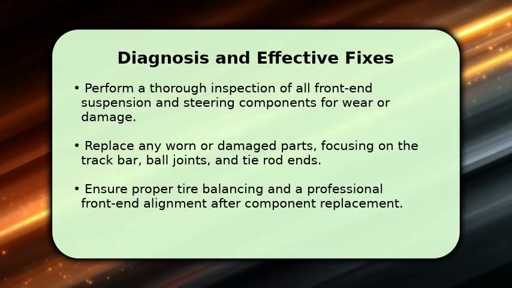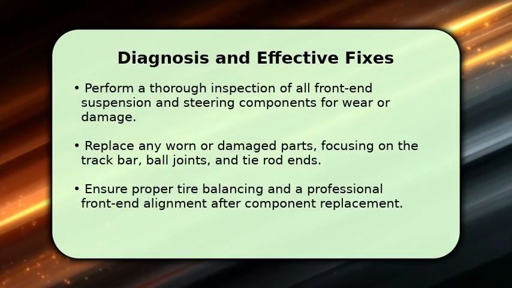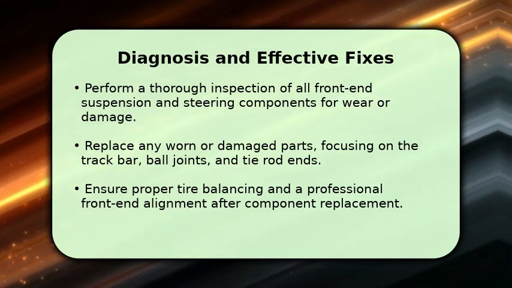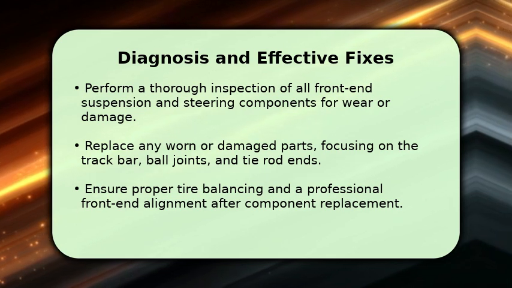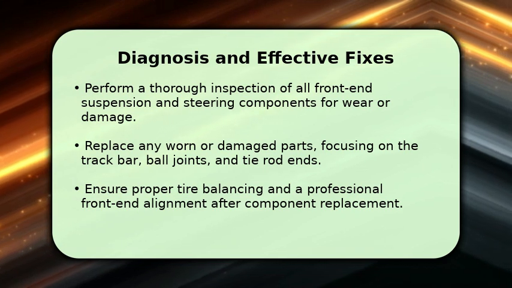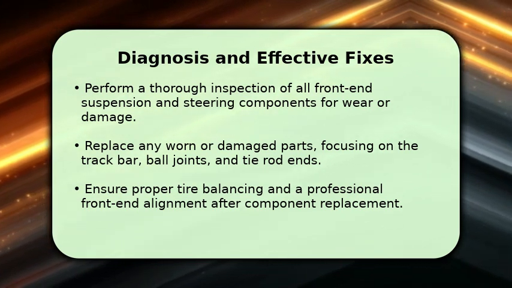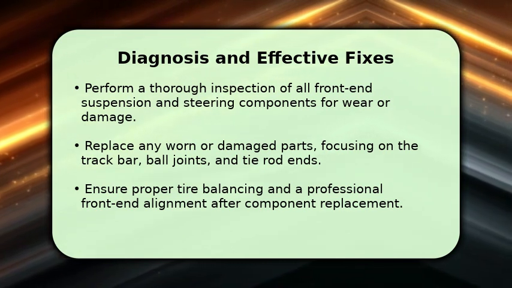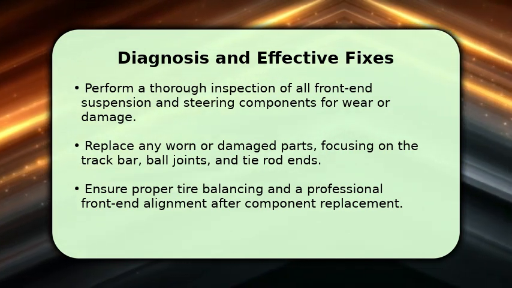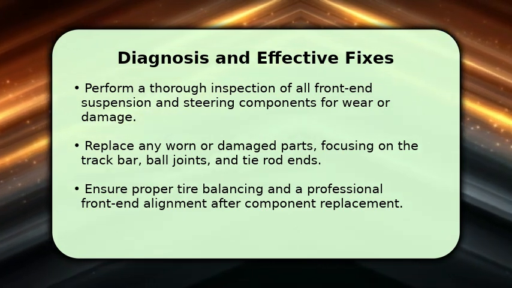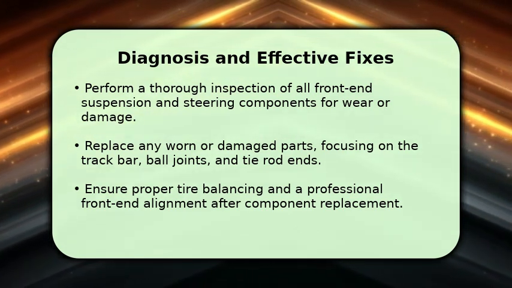To diagnose death wobble, begin with a comprehensive inspection of your Jeep's front suspension and steering. Look for any loose bolts, worn bushings, or damaged components. Pay close attention to the track bar, ball joints, and tie rod ends, as these are frequent problem areas. Once identified, replace any worn or broken parts. Finally, always get a professional tire balance and a complete front-end alignment to ensure everything is properly set and secure.